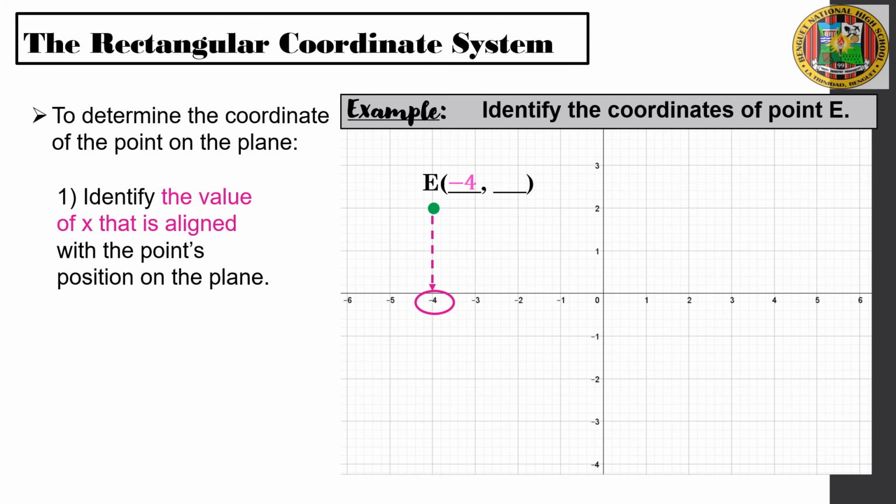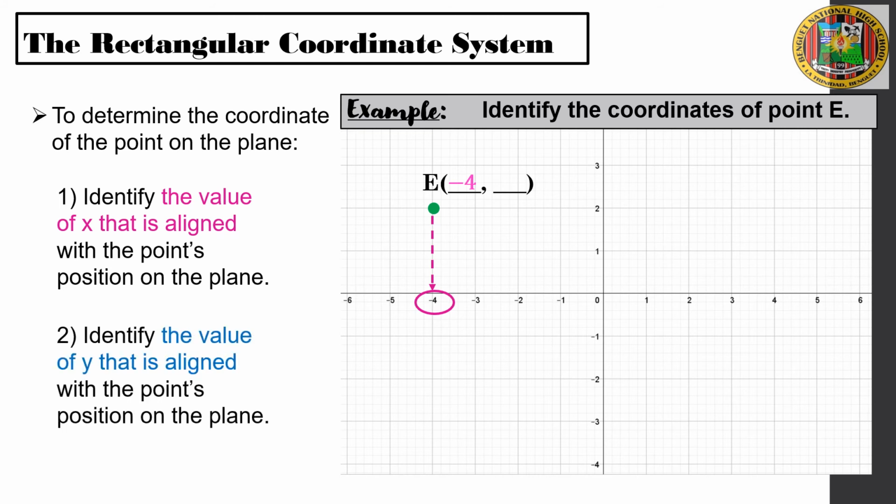For the ordinate, we check the y-axis to see the number that the point is aligned to. And we see that point E is aligned with +2 on the y-axis. This means that the ordinate is 2. Thus, the coordinates of point E are -4, 2.